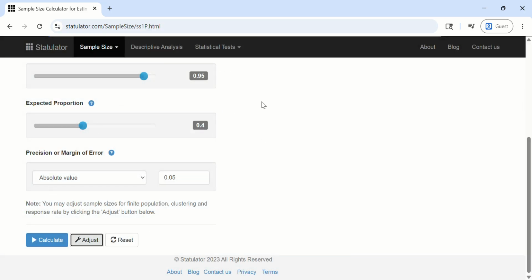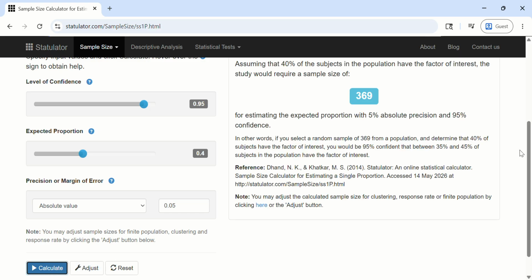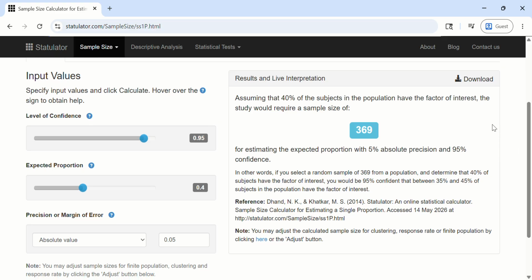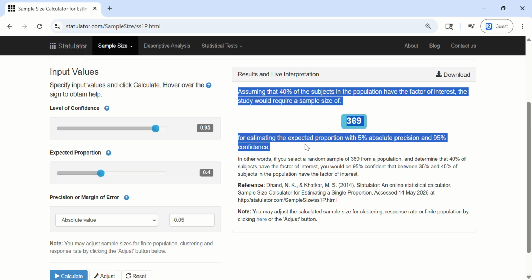So these are the three input values that we need to fill in when our study variable is qualitative and we are trying to measure the proportion of something. We press calculate, and on the right side it would give us the detailed description. So the description says that assuming that 40% of the subjects in the population have the factor of interest, which is anemia in this case, the study would require a sample size of 369 for estimating the expected proportion with 5% absolute precision, which means 5% on either side, and 95% confidence. So this is the entire sentence that you can write in the relevant section in methodology, where you are describing the justification for the sample size for your respective study.